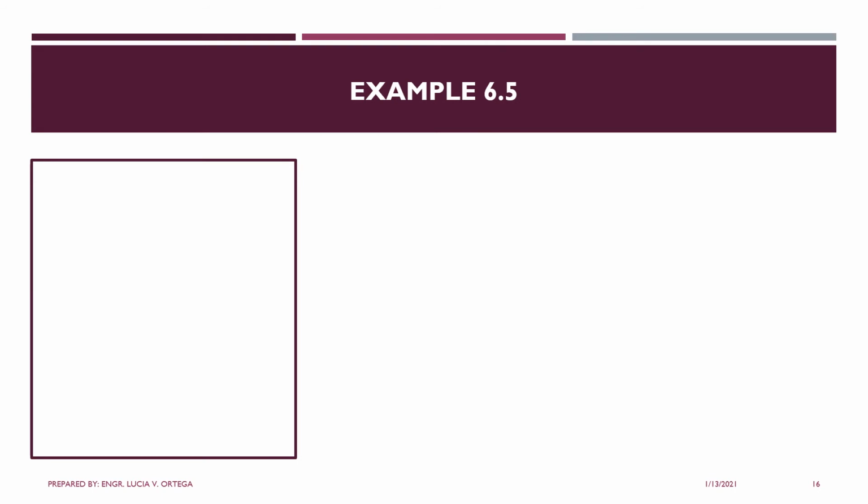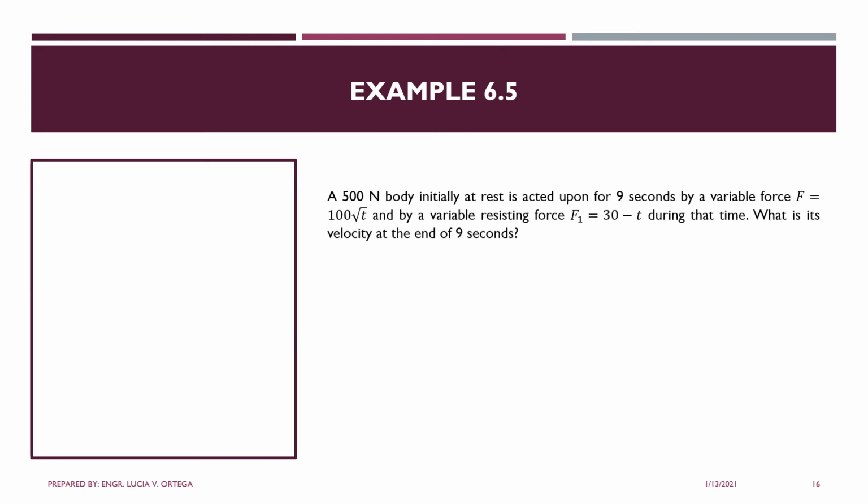Let's go to the next example. A 500 Newton body initially at rest is acted upon for 9 seconds by a variable force F equals 100 square root of T, and by a variable resisting force F sub 1 equals 30 minus T during that time. What is its velocity at the end of 9 seconds? Let us assume that the positive force producing impulse is directed to the right, so the resisting force should be in the opposite direction. So this would be the diagram.